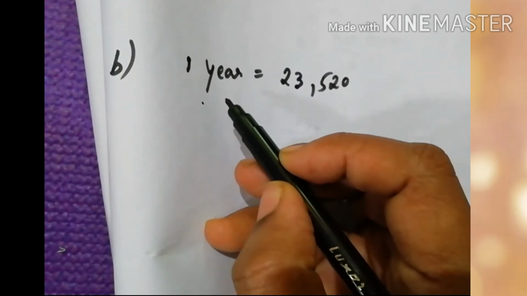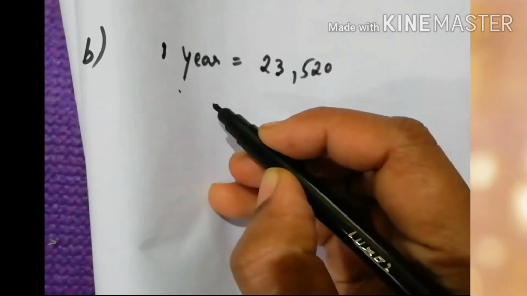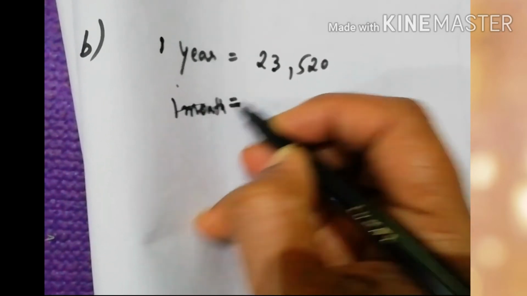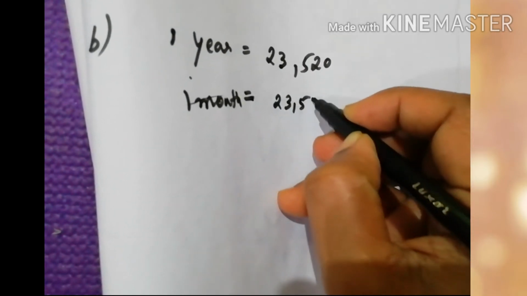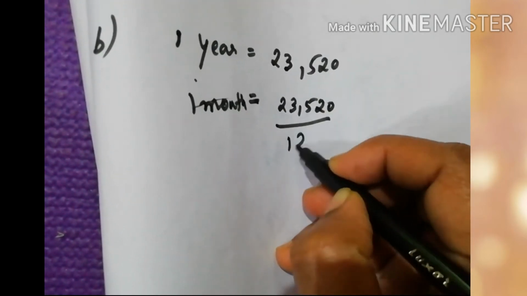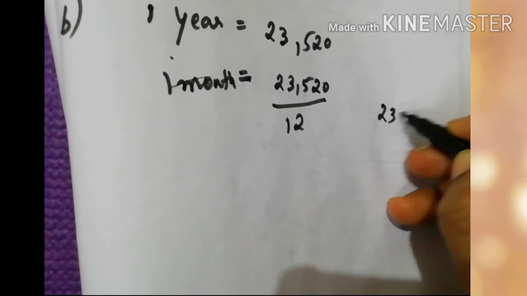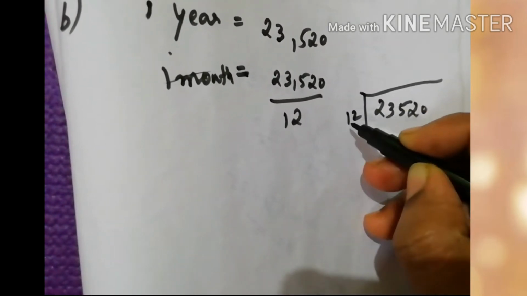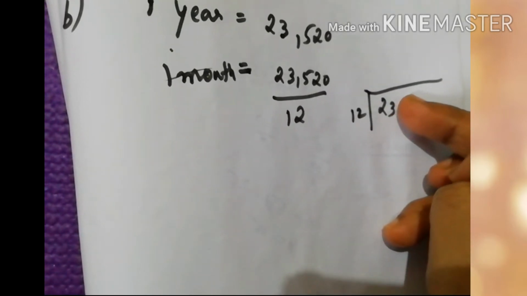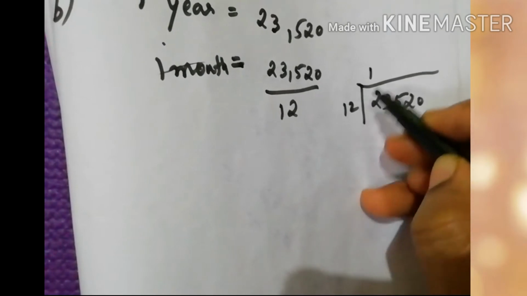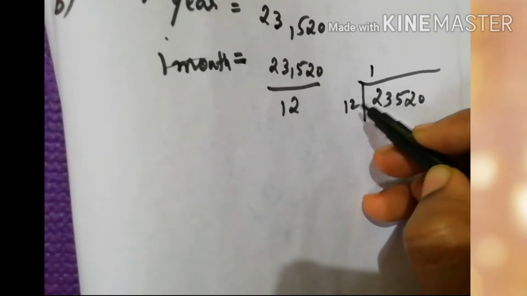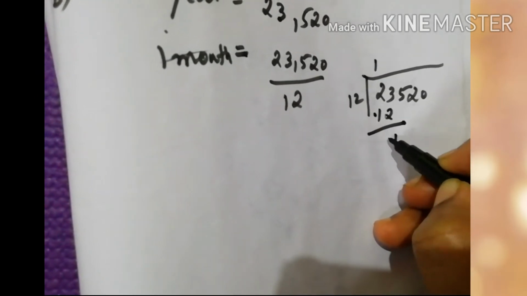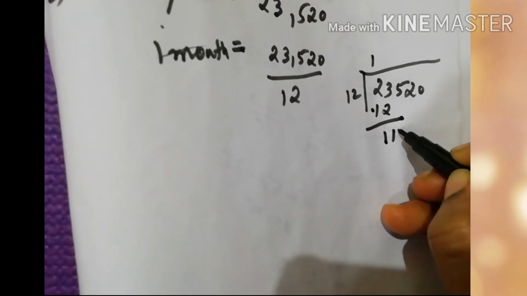Per month means how many months in a year? 12 months. We need to find out for 1 month. 23,520 divided by 12. This is how we need to find out per month. Let's divide by 12. Here also we need to check just 2 digits first. In 23, 12 goes one time, because 2 times it becomes 24. And subtracting this we get this.